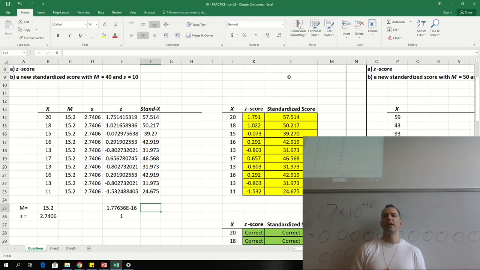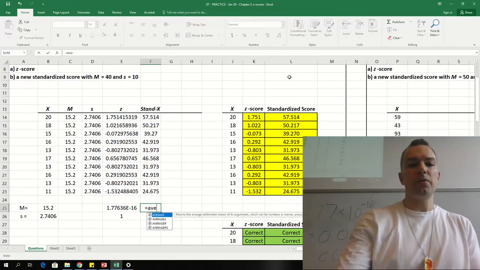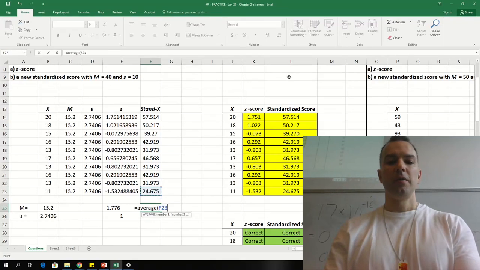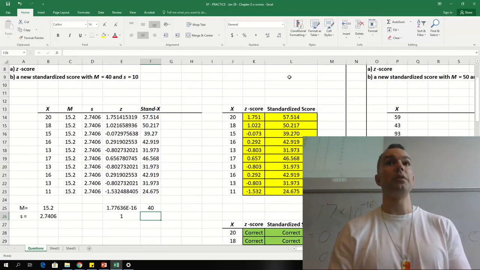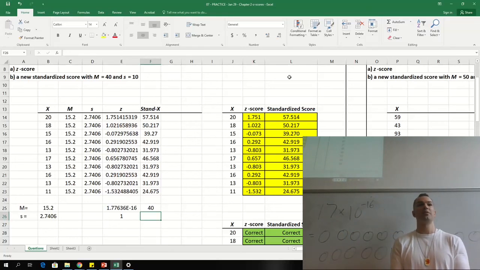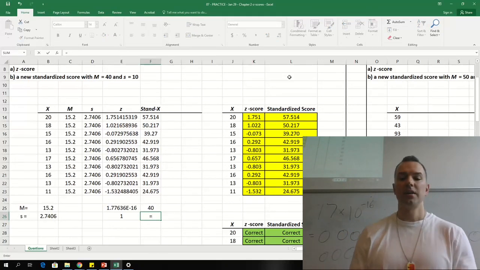So what does the question say? 1B, what should our mean be? 40. I heard a whisper on the wind of 40. All right, so yes, it's supposed to be 40. They asked us in question B, make a new set of standardized scores, and I want the mean to be 40. So let's check to make sure we did that. Equals average, open parentheses, highlight your new standardized scores, and we see that we have, in fact, an average of 40. We got that part correct.